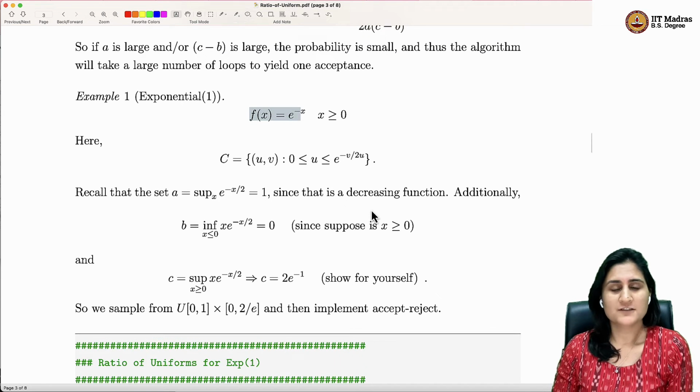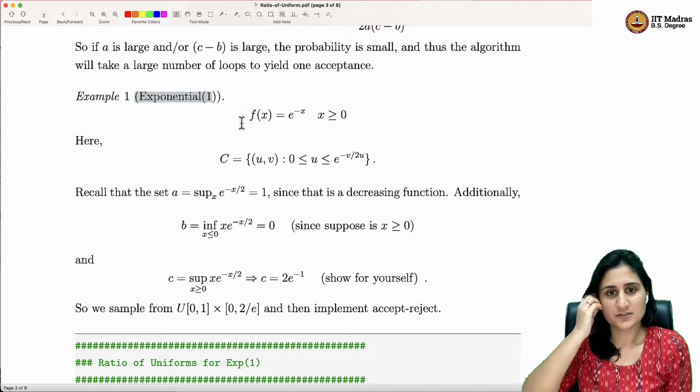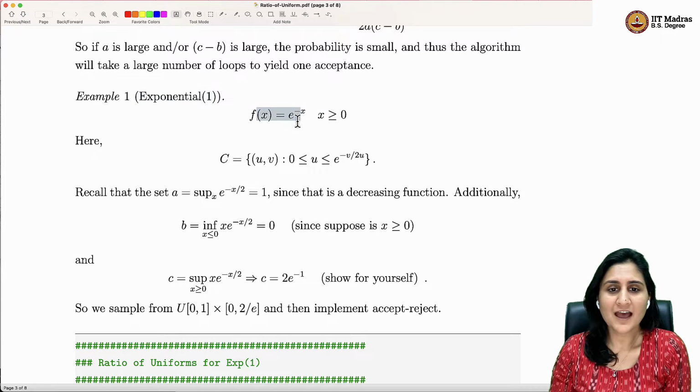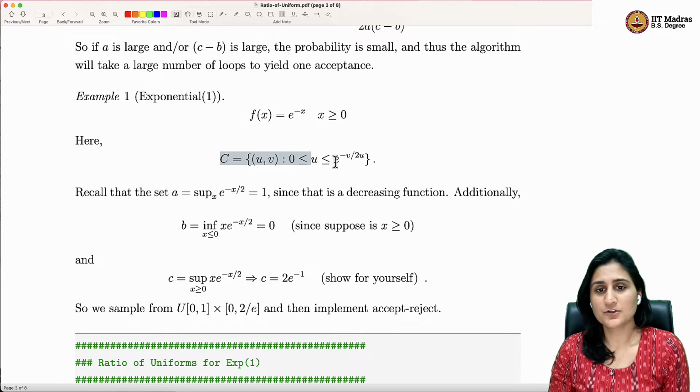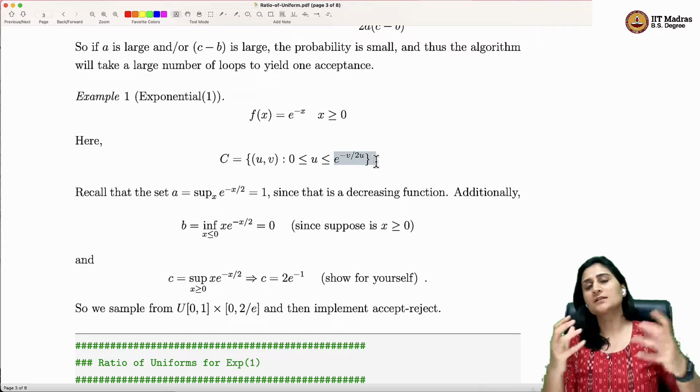So our target, for example, here is to obtain draws from the exponential distribution. And this is the PDF of an exponential distribution with rate parameter lambda. And our region C is nothing but (U, V) such that 0 is less than or equal to U, less than or equal to e to the power minus V by 2U. Right? So that's our region C.